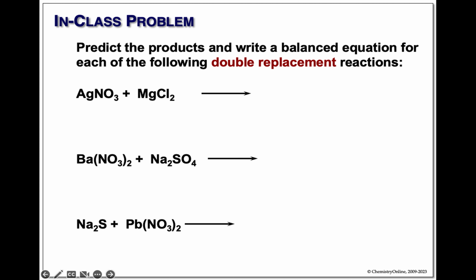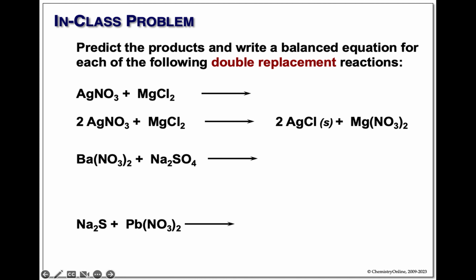In our first one, magnesium will pair with the nitrate. Silver will pair with the chloride. It will be insoluble. So silver chloride is our solid precipitate. We have 2 chlorides, so we're going to need 2 silvers. Nitrate is -1, magnesium is +2. So we're going to need 2 silver nitrates for every one of these guys. I think that works.